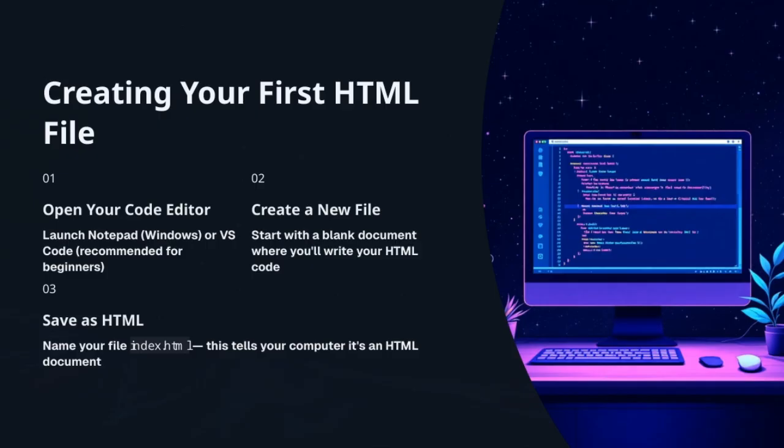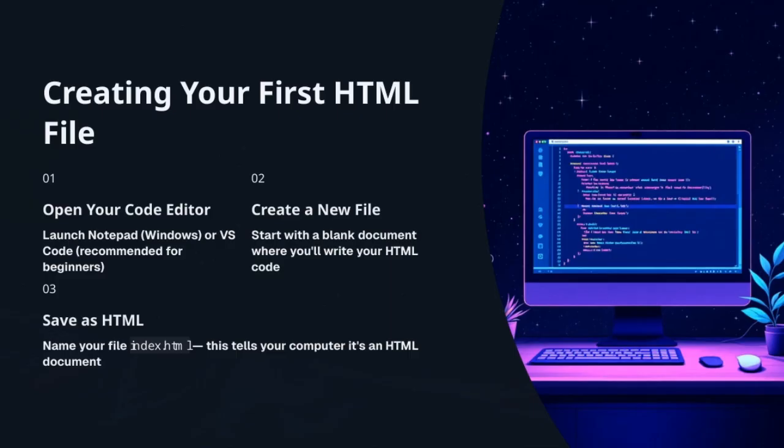This step is crucial because saving it with the correct extension allows your code to be interpreted properly by browsers. If you forget to save it as an HTML file, your web page won't display correctly. Once you've named and saved your file, the next step is to start with a blank document. This is where you'll write your HTML code from scratch, giving you full control over your website's structure and content.